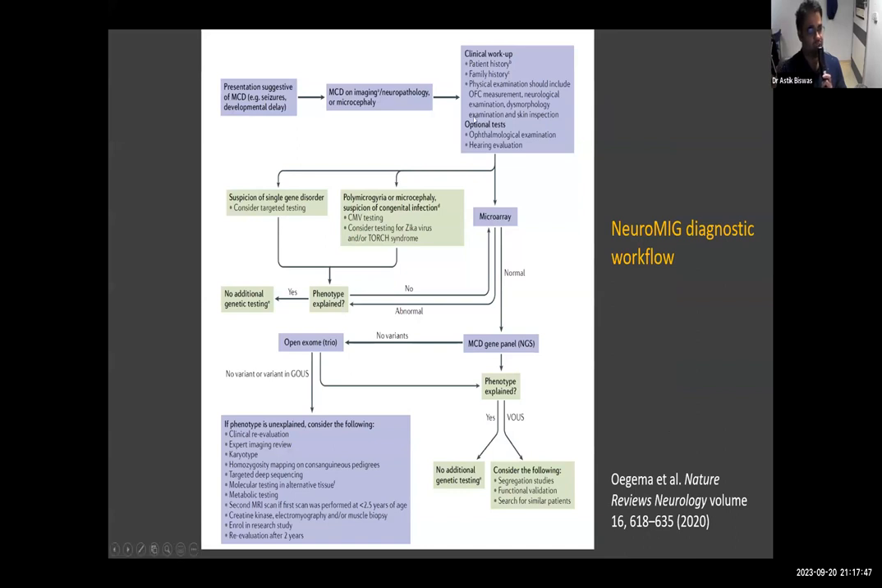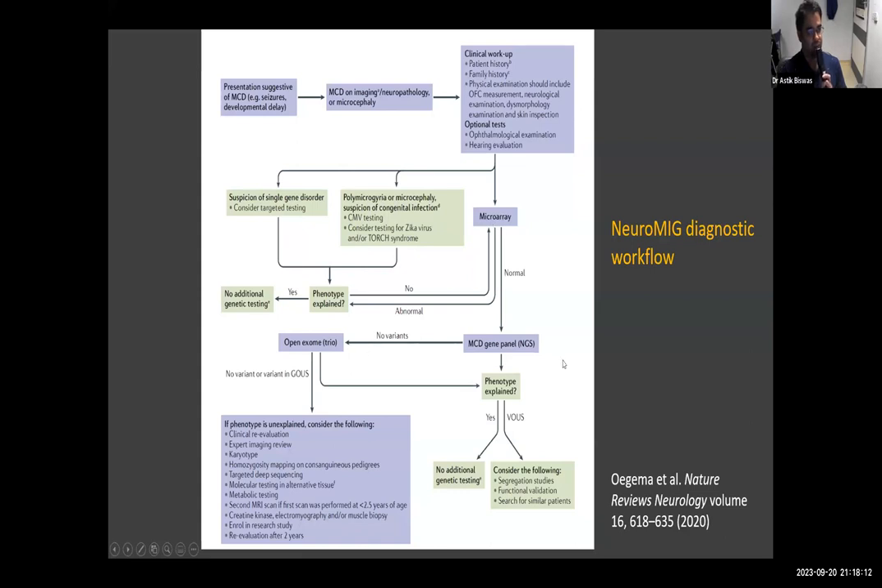Essentially, what it says is, if there is suspicion of a single gene disorder, you consider targeted testing, and we saw examples of FLNA mutation, for example. If there is polymicrogyria or microcephaly, the first thing we need to do is exclude CMV and Zika, other TORCH infections. And if the phenotype is explained by these, then there is no need for additional testing.